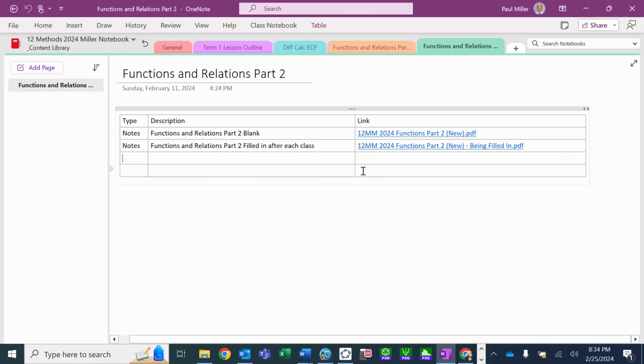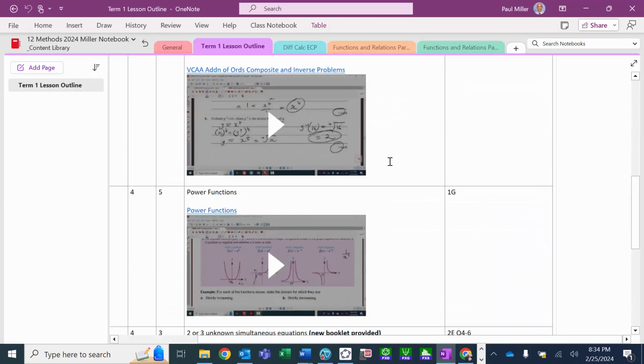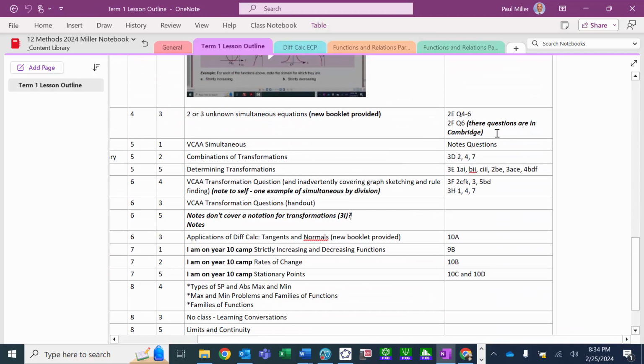All right, so get yourself up to date with those notes, and the homework was these questions here. So the Cambridge questions. They weren't listed in the booklet, so you just need to make sure that you grab those questions or do those questions. All right, good luck.